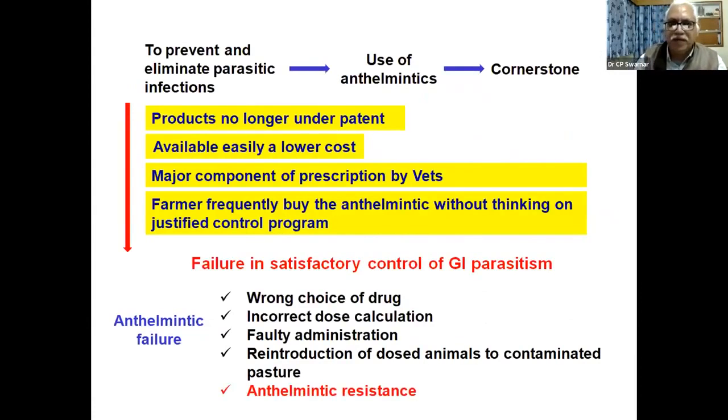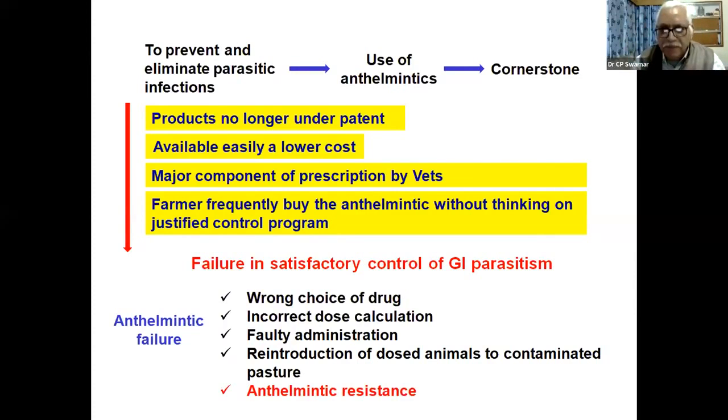Anthelmintics are used to prevent and eliminate parasite infections. Use of anthelmintics in a flock, we never eliminate from our management schedules. There are products which, after a lapse of the patent period, are no longer under patent, so they are easily made available at a lower cost. They are a major component of prescriptions by vets, and farmers frequently buy anthelmintics without thinking about justified control programs. So all these factors lead to failure in satisfactory control of GI parasitism.